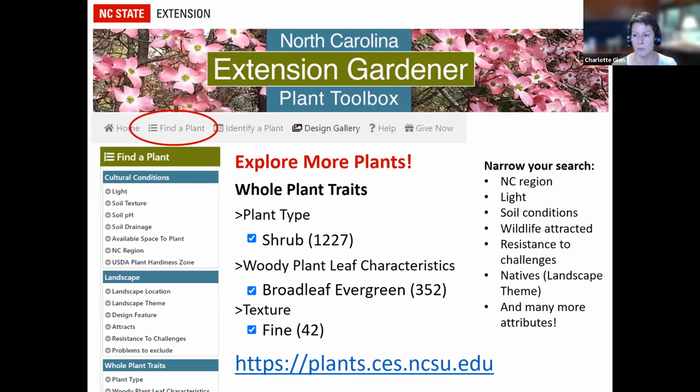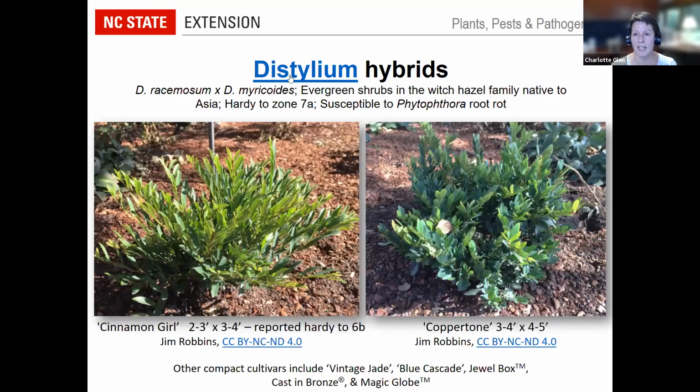Also should mention that all of the plants that are in these slides are archived. So there's an archive of the slides that you can visit, and where you see the names of the plants linked, that will take you to the profile for that plant in the plant toolbox.